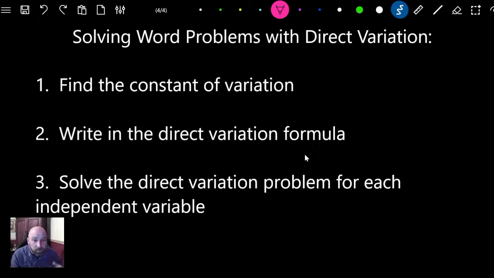Okay? All right. Next, let's solve a few word problems with direct variation. What is a word problem? Well, it's a problem with words, okay? And so it's got like a story problem. It's got like, Bob went to the store, these problems, okay? So how are we going to solve these if we're dealing with direct variation?